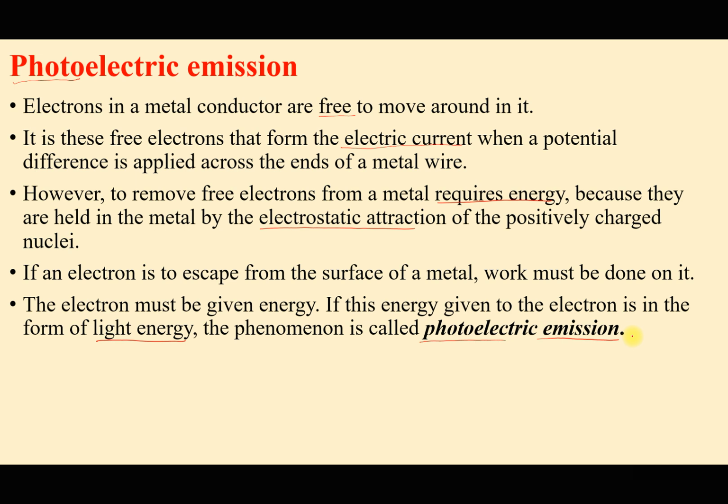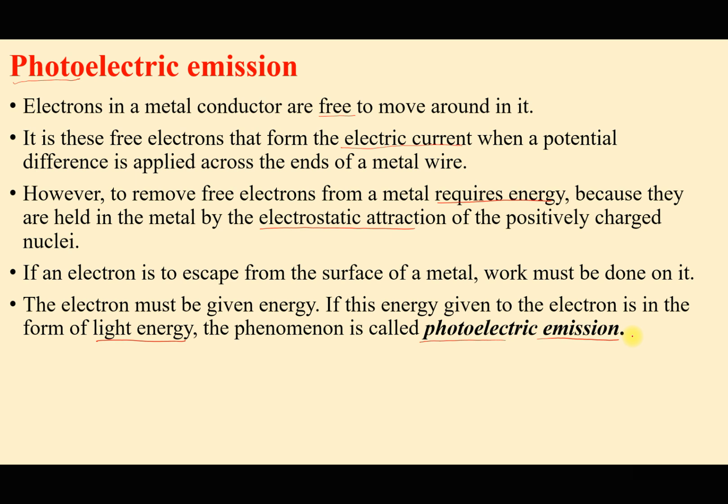If we supply energy to release these electrons by illuminating the conductor with light energy, then the process by which these electrons are released is going to be called photoelectric emission. Of course, photo is coming from light. But of course, not any light is going to cause emission of the electrons, as we shall see. It is going to be light which has high enough energy.